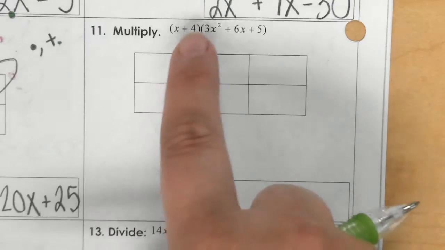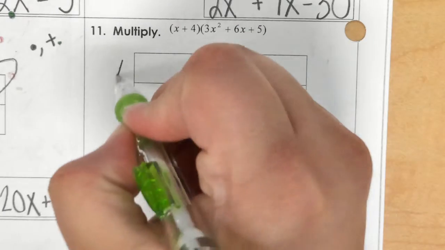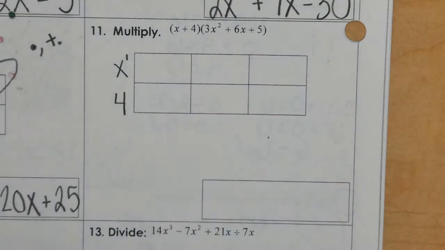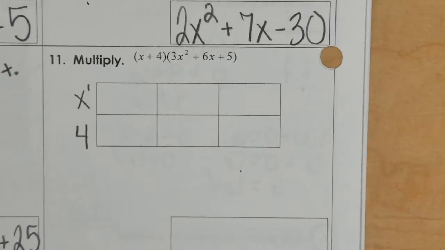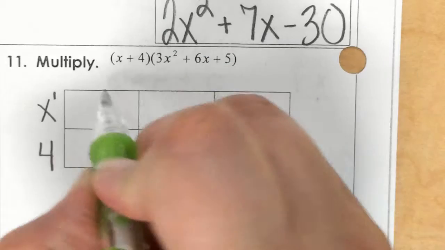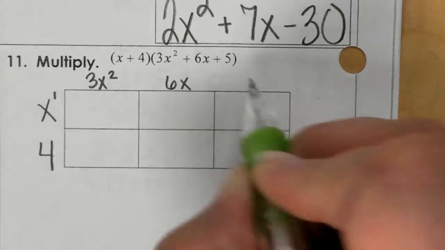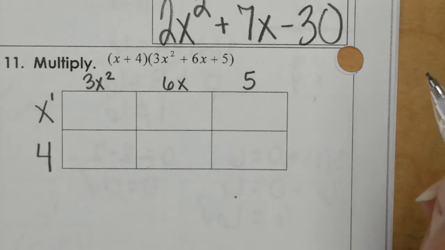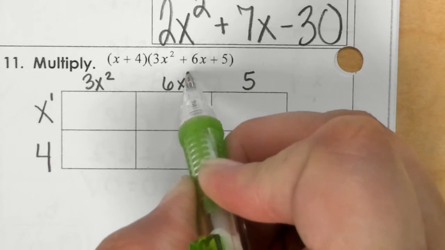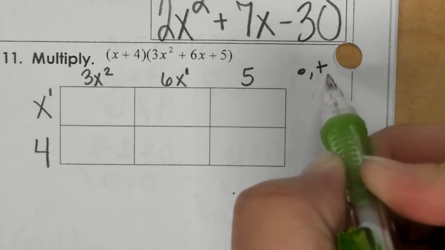So on number 11, the x plus 4, we're going to write on the smaller side here. If it helps, put a little 1 for your exponent. Okay, then on the top, we've got 3x squared, 6x, and 5. Okay, again, I can put that little 1 there if I need to. And then again, we're going to multiply big numbers. We're going to add exponents.